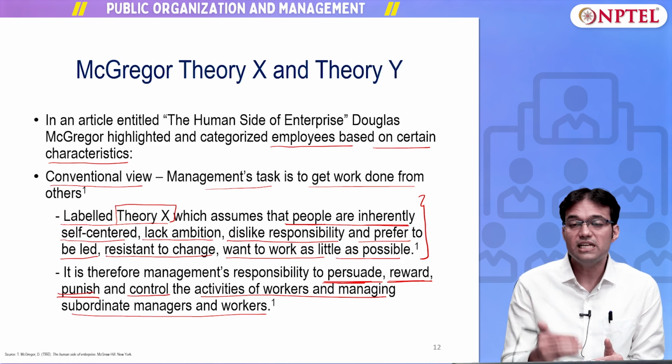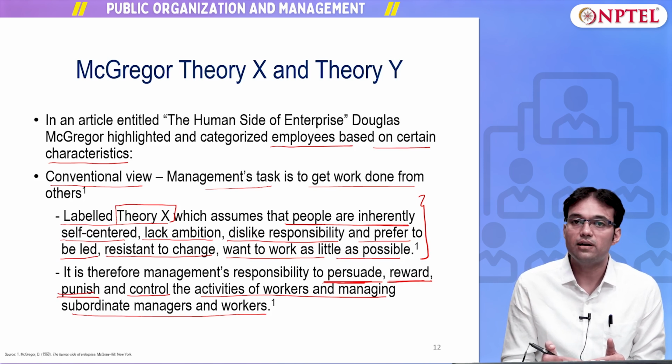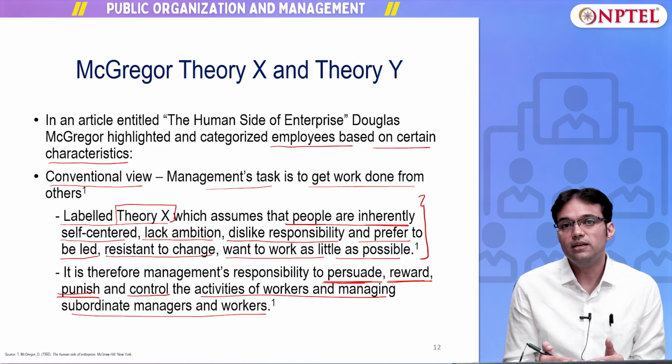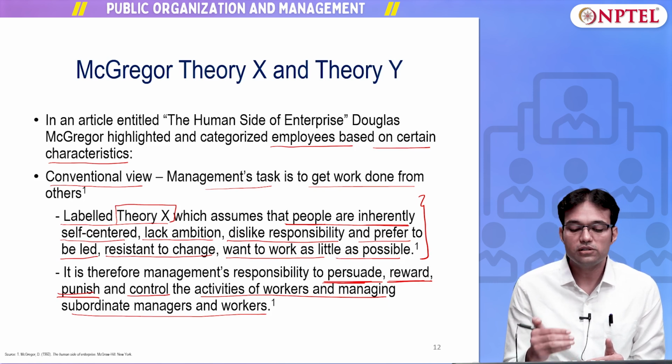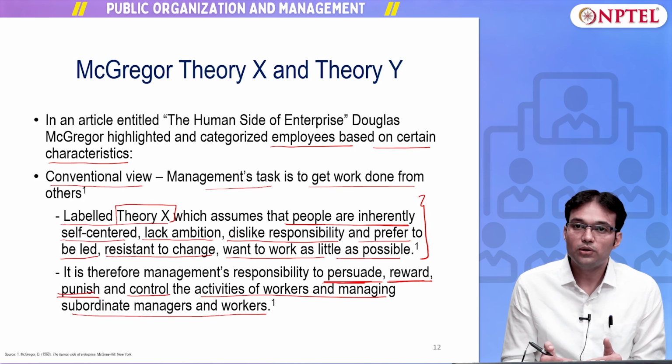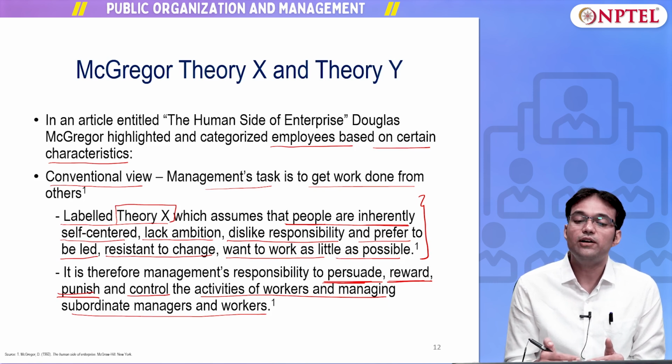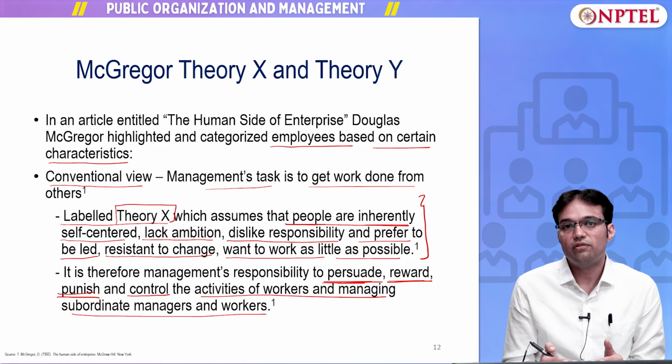So you see, these people who are categorized under the label theory X, as per the conventional view, have to be controlled by the management. Management needs to continuously control them, continually monitor their activities, and try to manage subordinate managers and their workers.